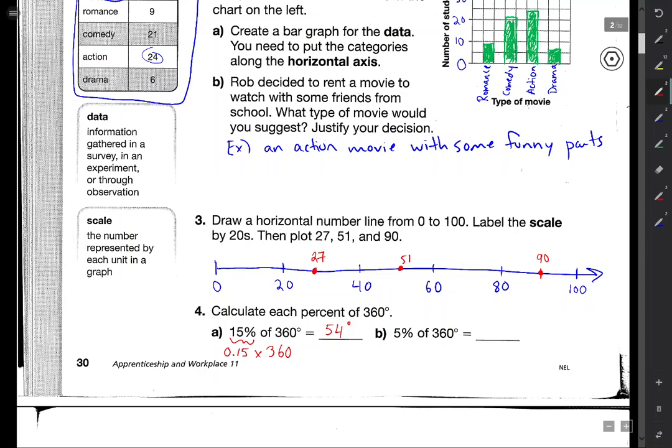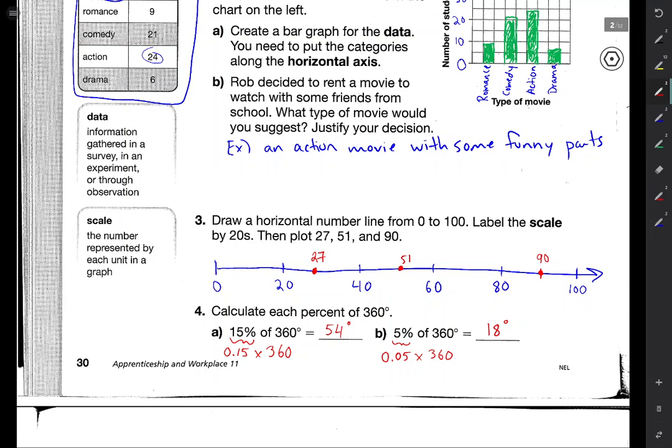Again, 5% of 360. We're going to do the same thing. Let's convert this to a decimal. So we get 0.05, and we're going to times that by 360. So if you do that in your calculator, you will get 18 degrees. So 18 degrees is 5% of 360 degrees.